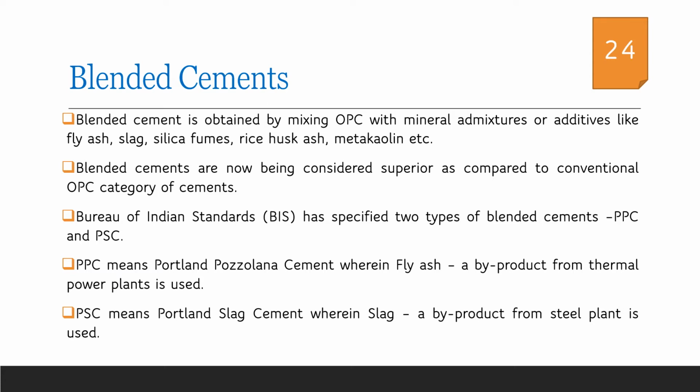The Bureau of Indian Standards has specifications for PPC and PSC. PPC is created with the addition of fly ash, which is a byproduct from thermal power plants. PSC is obtained by adding slag, which is a byproduct of steel plants.